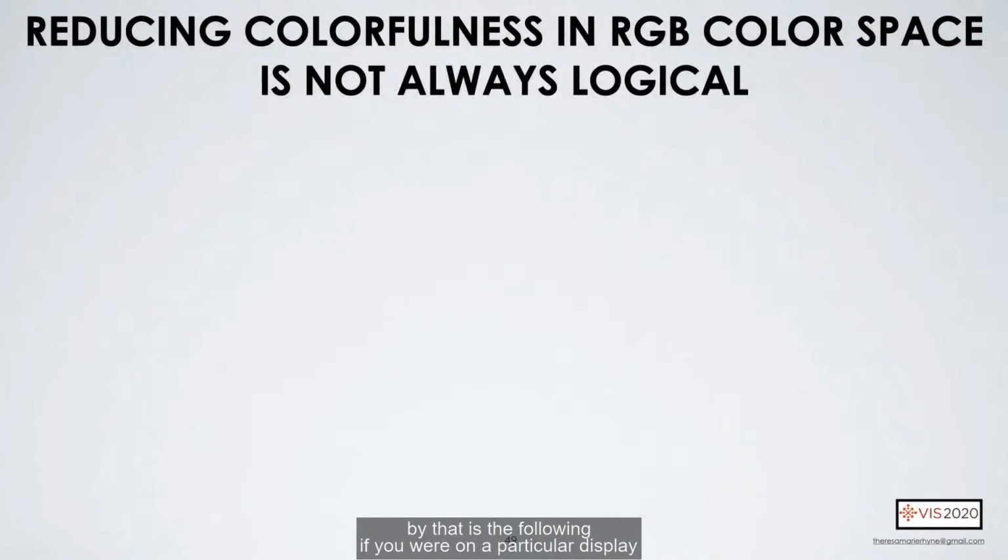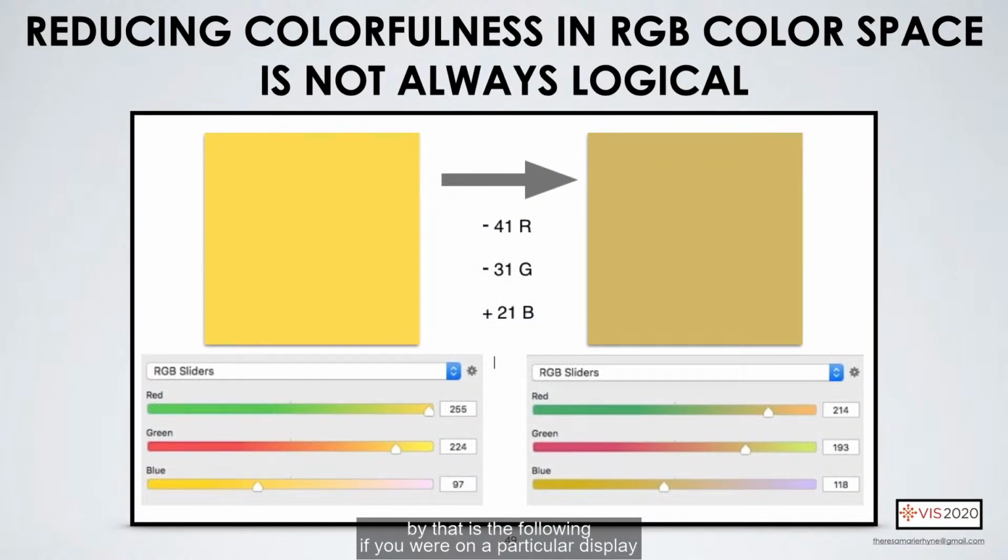What I mean by that is the following. If you were on a particular display system and you had a yellow, which I show on your left, and you decided you wanted to make it a little duller, the image I show on the right, it turns out what you did was negative 41R, negative 31G, plus 21B. That wasn't exactly intuitive in terms of building and designing colors on your display systems.